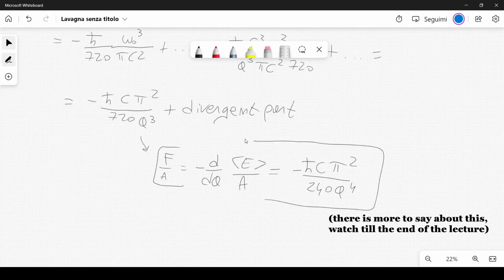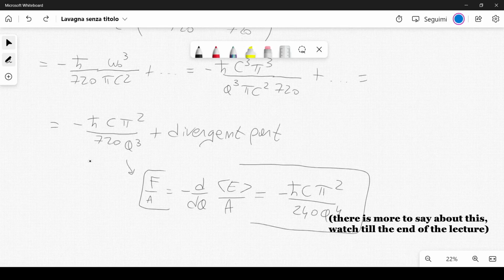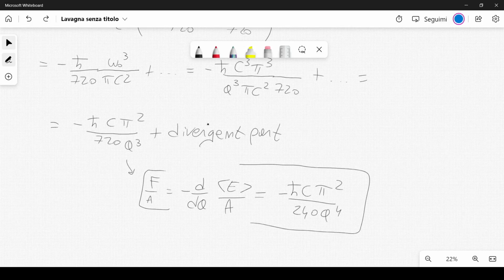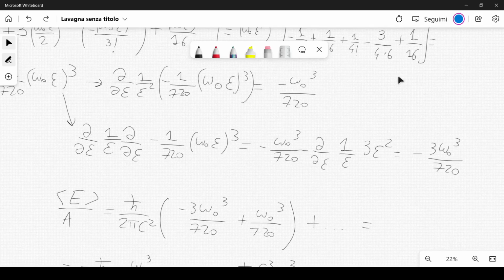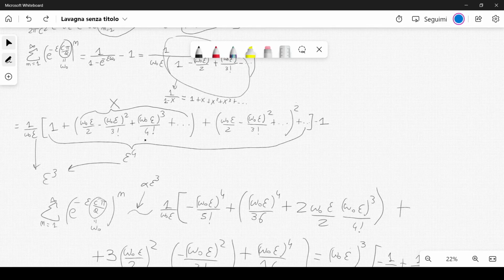Okay, so this is something that I want to highlight, and I want to say something more about this, because I want to tell you how you can calculate this divergent part and show that it does not depend on A, which means that it will not depend on omega 0. So we have calculated the term that is proportional to omega cubed, and in particular we considered the term that was proportional to epsilon to the fourth here inside these square brackets.